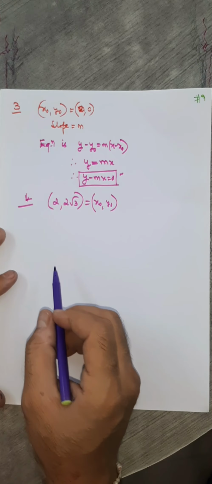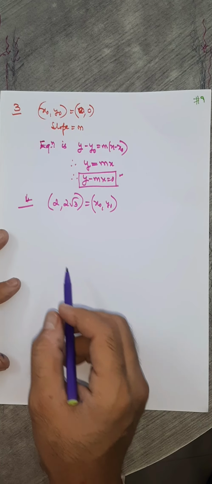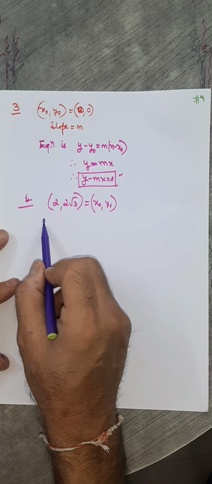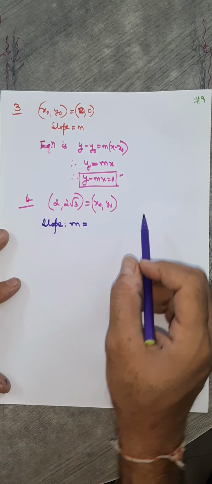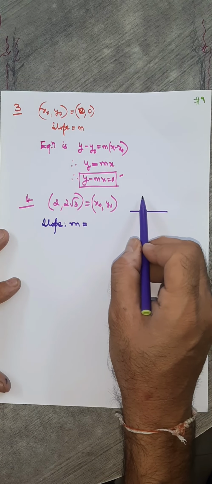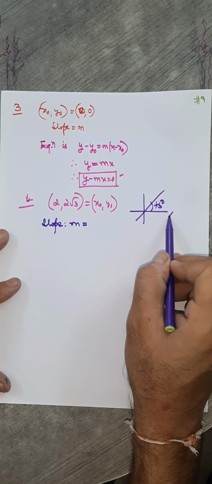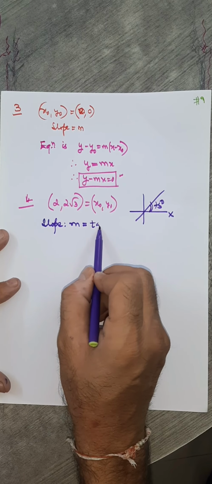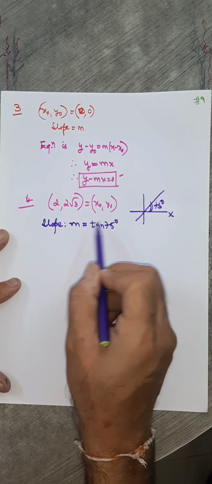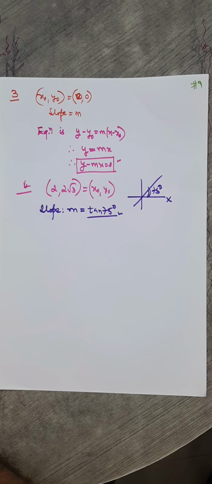Okay, when you have the phrase "line makes an angle with the positive direction of the x-axis", then immediately you can get the slope. Slope m equals how much? Do you remember? The line makes which angle? 75 degrees with the x-axis. So what is the tangent value of this? That is nothing but the slope. So what is the slope here? tan 75.